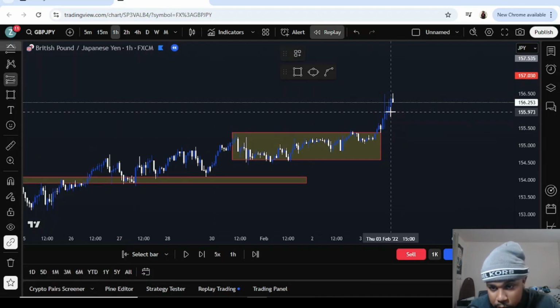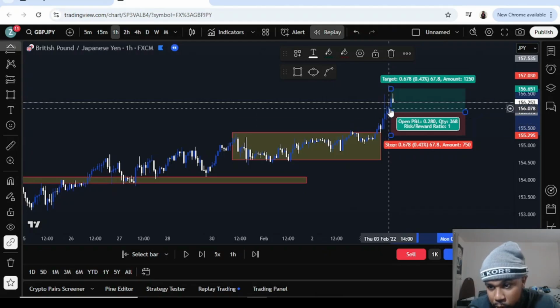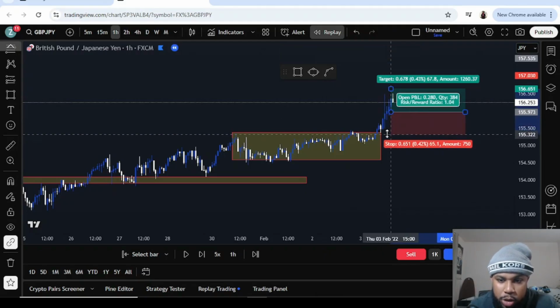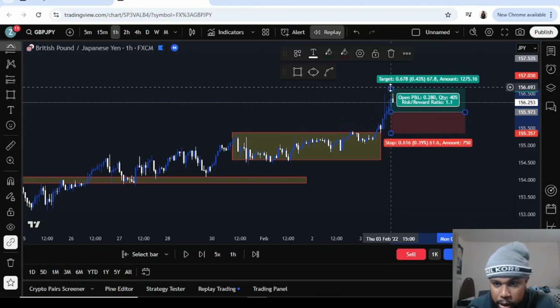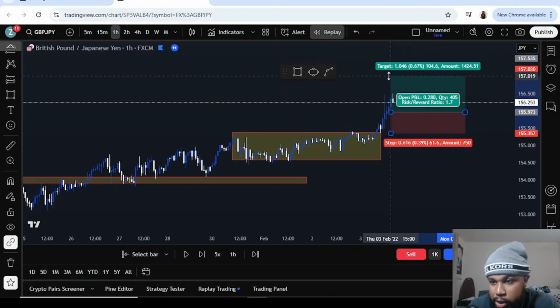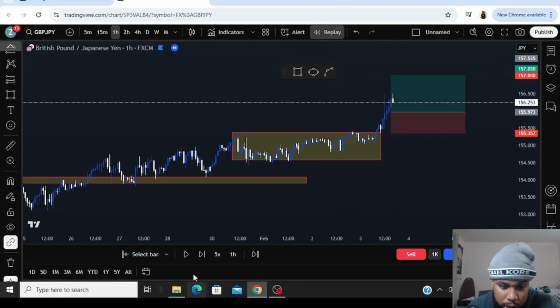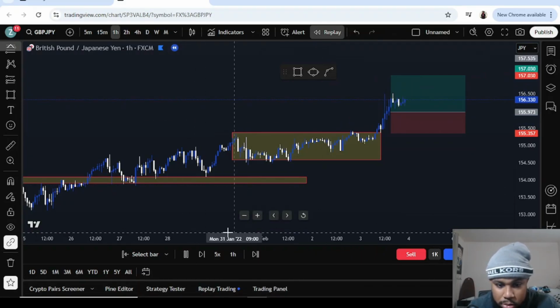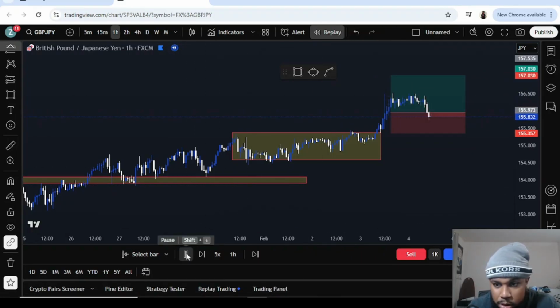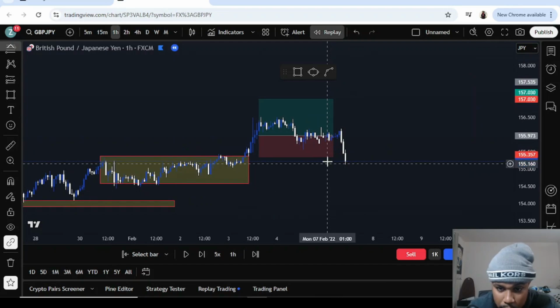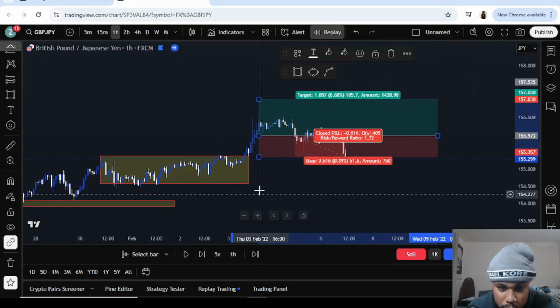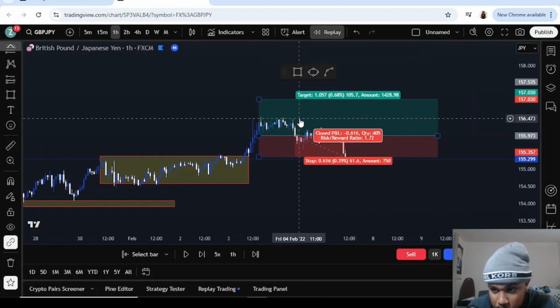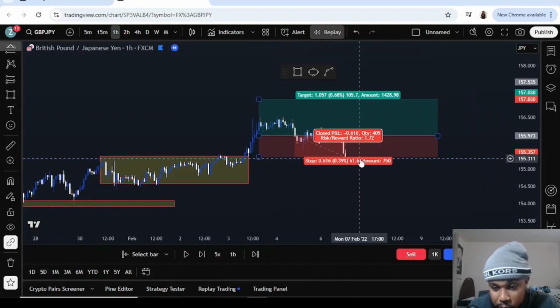Long position right here. We're at 156 on the dot. So my stop loss is going to go back below the retest candle, which is right here. My take profit is going to be at 157 on the dot. Let's see how this plays out. Oh, so we actually hit stop. Yeah, so we actually did go ahead and stop out. We went 40 pips in profit and then we stopped out.